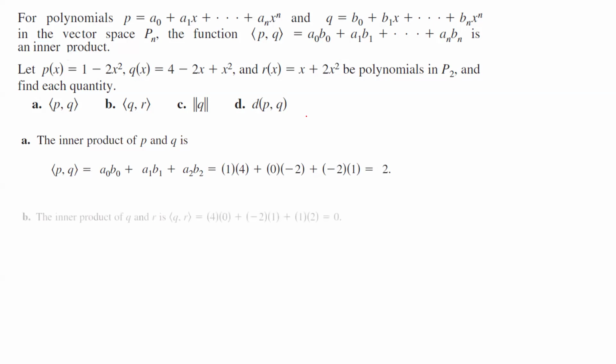The inner product of Q and R, with the same logic, you're going to just multiply 4 and 0. Why 0? Because the constant term here is 0. Then negative 2 and 1, 1 and 2. So that's how you end up with 0. The inner product of Q and R is 0. So it means that Q and R are orthogonal.